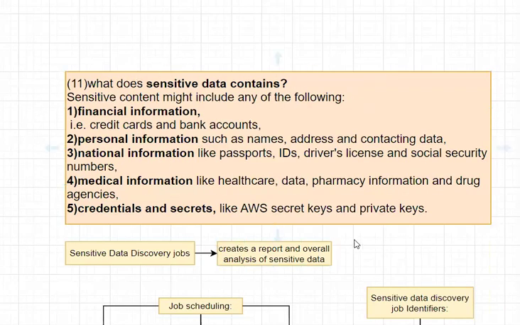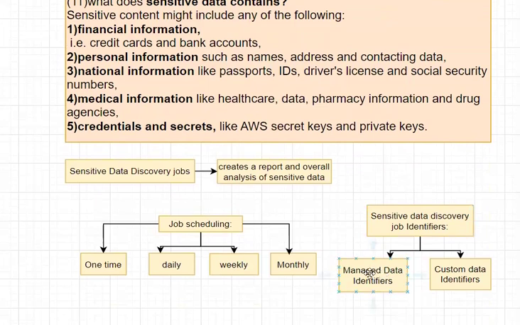In order to identify our sensitive data, what types of identifiers do I have? While configuring a sensitive data discovery job, what identifiers do I have to configure in order to analyze my sensitive data present in an S3 bucket? For that, we have two types: managed data identifiers and custom data identifiers. If you want to create your own custom identifiers, you can create them from this option. And if you want to use the existing managed identifiers, you can use this option to create your sensitive data discovery job identifiers.